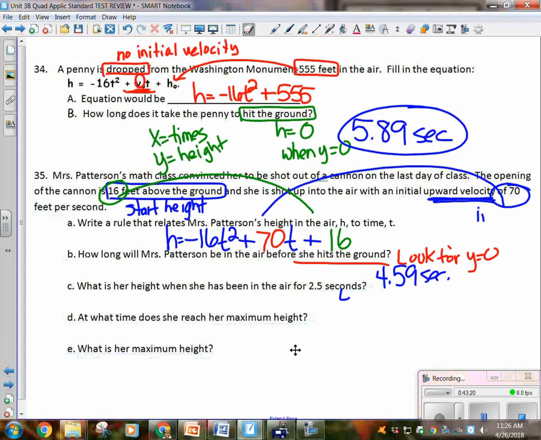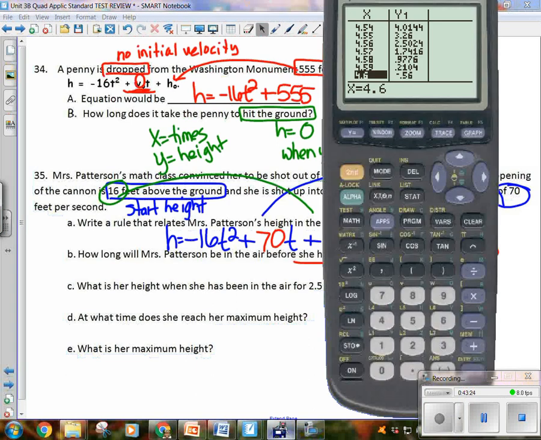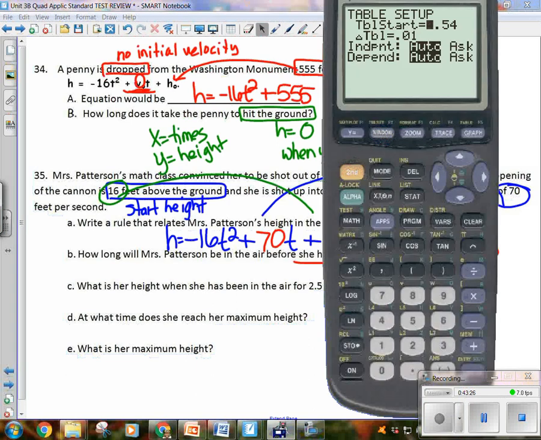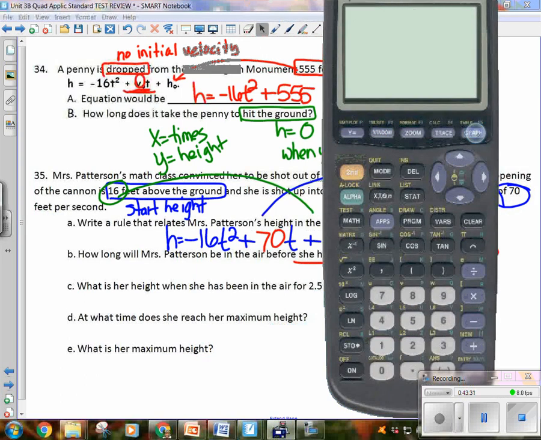What is her height when she is in the air for 2.5 seconds? I can simply go to my calculator and say, you know what, table, go to 2.5 seconds. And I'm going to change that right now back to 1. But I can tell it to go straight to 2.5. My answer should be what?